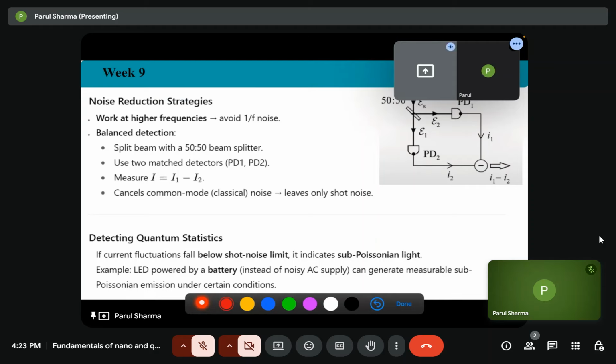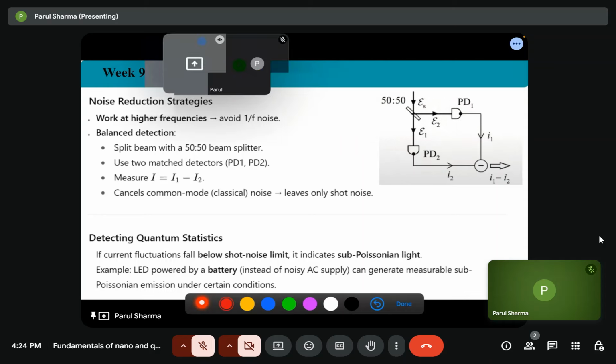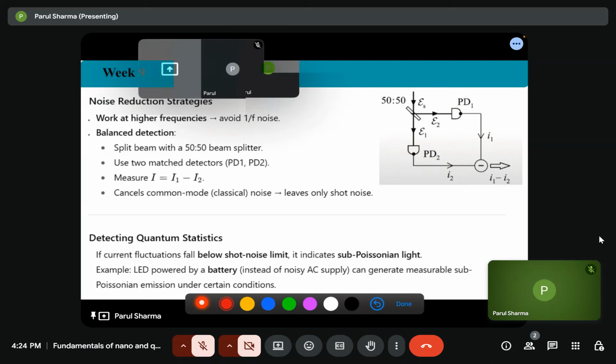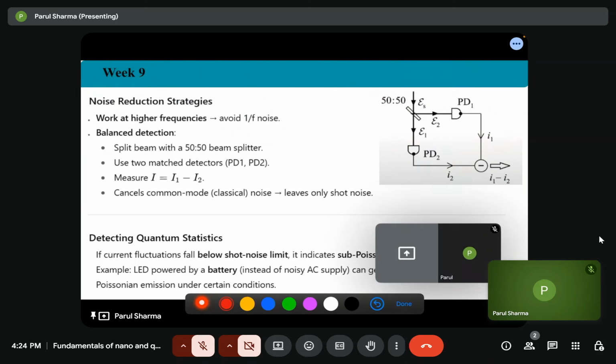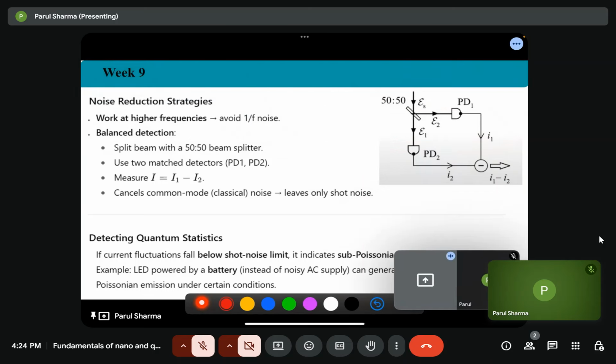Then how can we reduce the noise? So either we can work at higher frequencies, that is, avoid the classical noise, or we can work with balanced detection. What does this mean? In this case, we will split the beam by using a 50-50 beam splitter, so one portion of the light is reflected and the other one is transmitted.